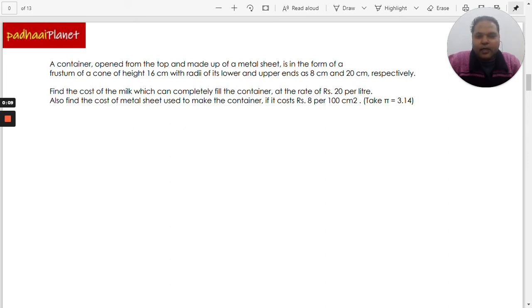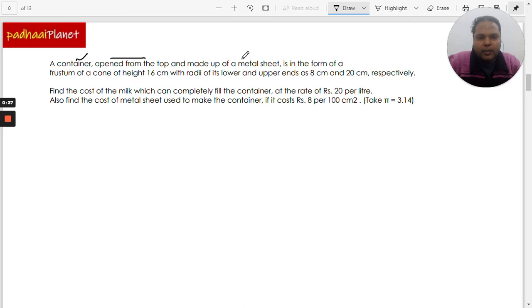This is a very good question on frustum from your syllabus, because in this small question they have covered the volume of the frustum and also the surface area of the frustum. So keep a close eye on this, and you will get the application of all the formulas related to frustum. Let's start.